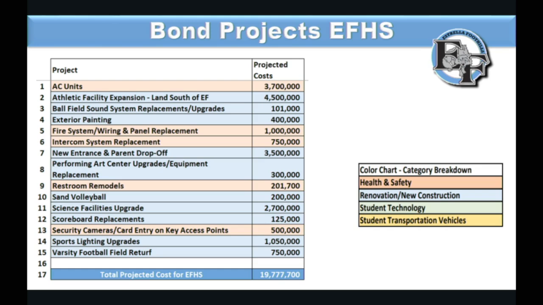Bond projects, similar AC units at Estrella Foothills. We have a diagram of it, but the donation of the land south of Estrella Foothills, we have an athletic facility expansion there to make sure we have a second baseball and softball field for our multiple programs. Now that campus has over 1,600 students, and then also a drop-off for both parents and a bus drop-off to get traffic off the parkway, which we'll talk about here in a minute.